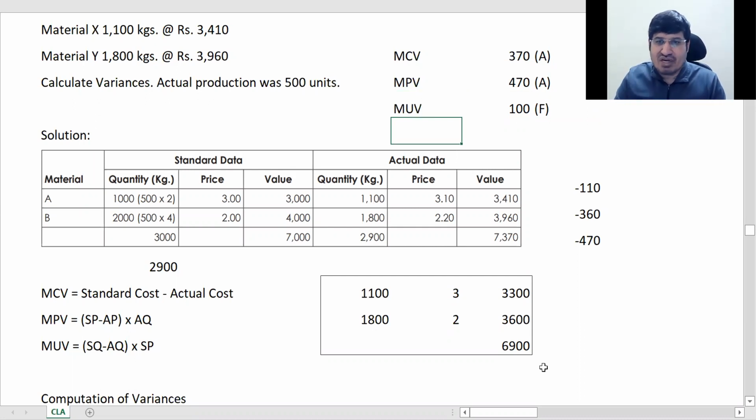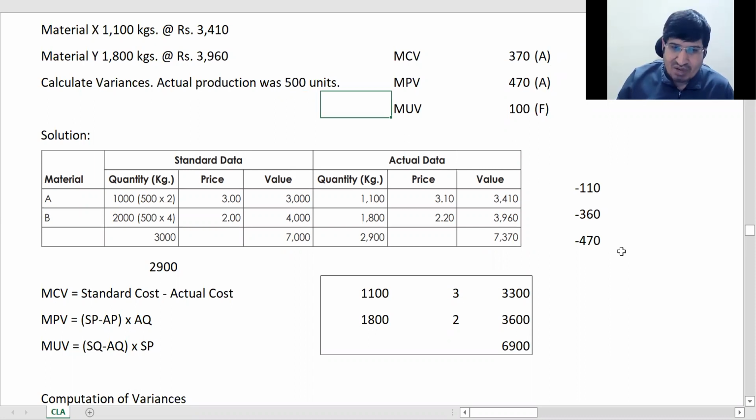So this is your usage variance. Now, how MCV got calculated is Himanshu. When we made the table for 500 units, okay, we matched 500 units output, and we got standard data for 500 units was this much, and actual was this much. So the whole difference, the total difference between 7,000 and 7,370, that is your MCV. Okay. चलिए ये हो गया ये.